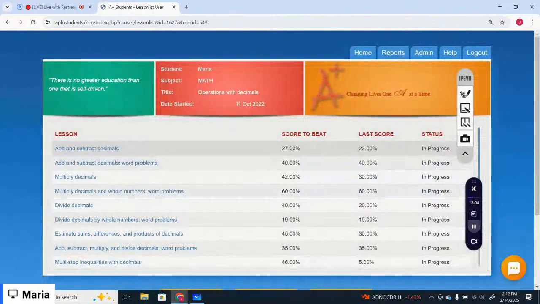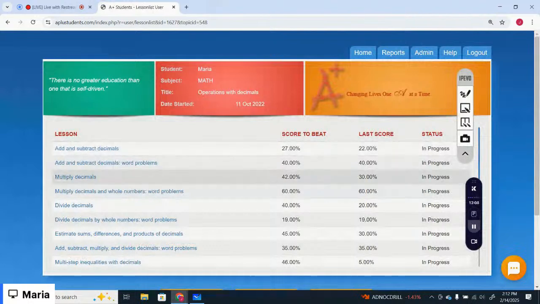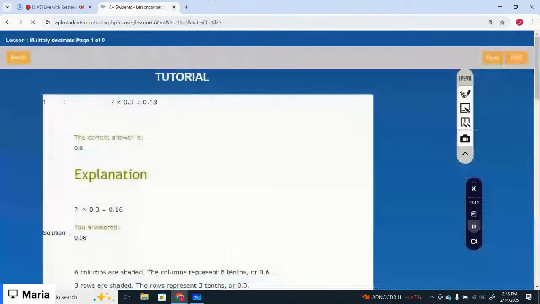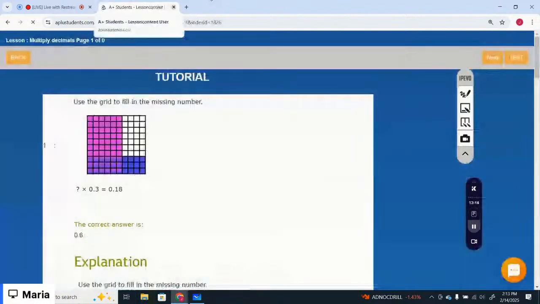The next lesson is add and subtract decimal word problems. You can do them on your own. The next one is multiply decimals.